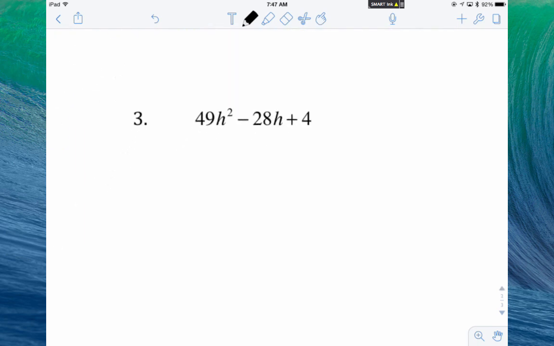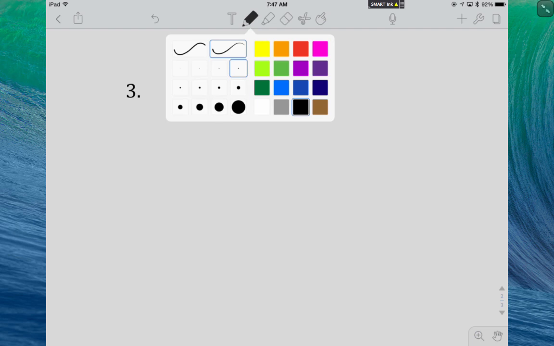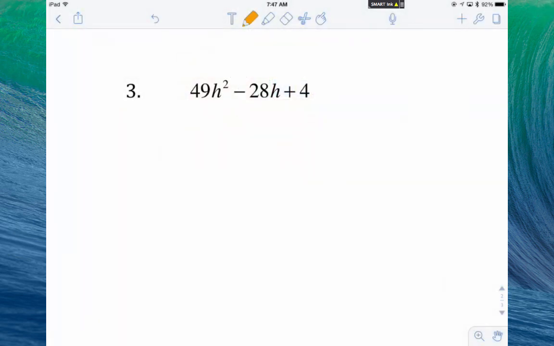All right, number 3. Okay, is this in standard form? Yes, phenomenal. Are there any common factors? Nope. Okay, it's a trinomial. Is it a nice quadratic trinomial? Yes. Is the leading coefficient 1? No. Okay, so scratch that off our list. So the only other hope is maybe this is a perfect square trinomial. That's all we've got going for us. And if it's not, right now we don't have the skills to factor it.